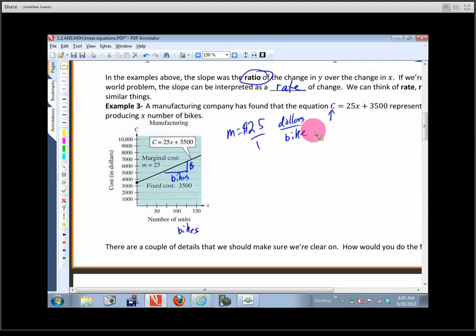Noah's got the answer. Anybody else? Noah, go ahead. $3,525, right? Okay, even though it's $25 per bike, that's how much it costs per bike. What does this represent right here? What do you mean by minimal cost? What would minimal cost be if you were going to make bikes?